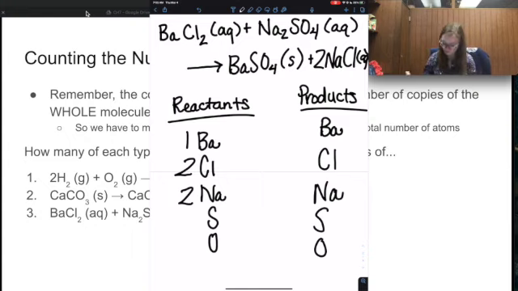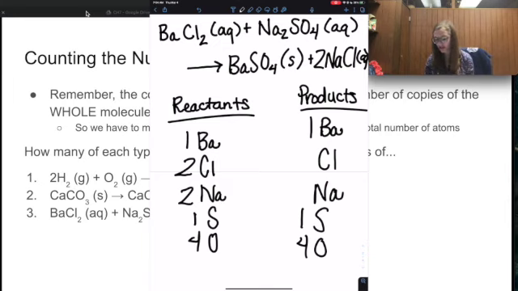I have 1 sulfur atom and 4 oxygen atoms. Okay, so 1 barium, 2 chlorines, 2 sodiums, 1 sulfur, and 4 oxygens. In the products specifically, I'm going to go ahead and count those up next. So, it looks like I only have 1 barium sulfate molecule, so I've got 1 barium. I'm looking through, I only see that 1 sulfur in the SO4. I have 4 oxygens from my SO4.